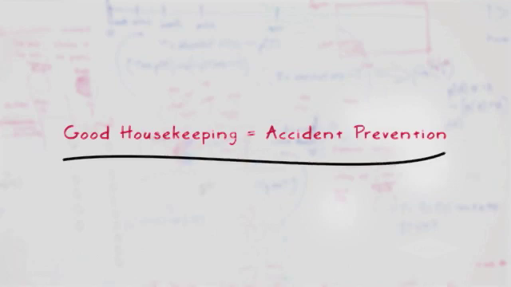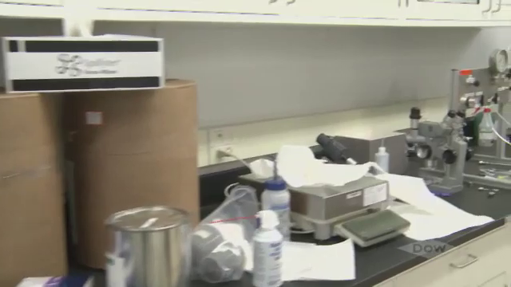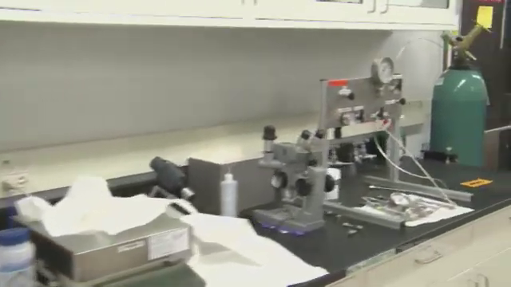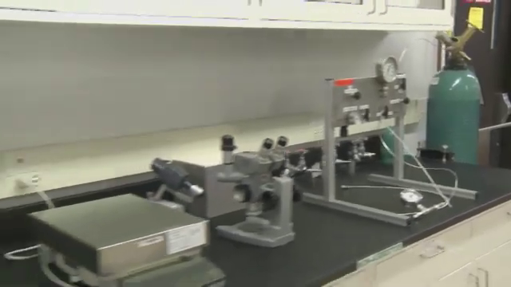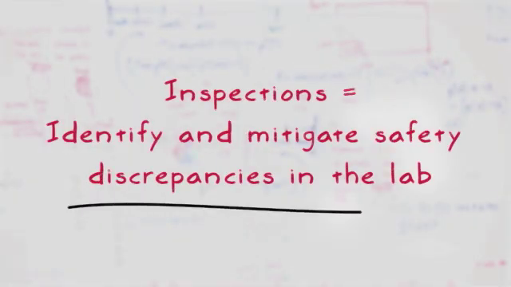A key element of a safe working environment is to make sure the work area is organized and free from safety hazards. This is often referred to as good housekeeping. Housekeeping plays an important role in employee health and safety. Many times it's a precursor or a predictor of other issues in the laboratory. Cluttered, disorganized lab conditions can lead to accidents or spills. Inspections are used to help alleviate and identify discrepancies.